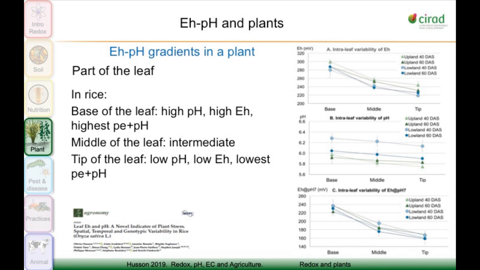The idea is that the leaf of rice is like this. The tip is in full light. At the base, there's less light. So photosynthesis is higher at the tip, with acidification and reduction. So it's mainly linked to the photosynthesis.